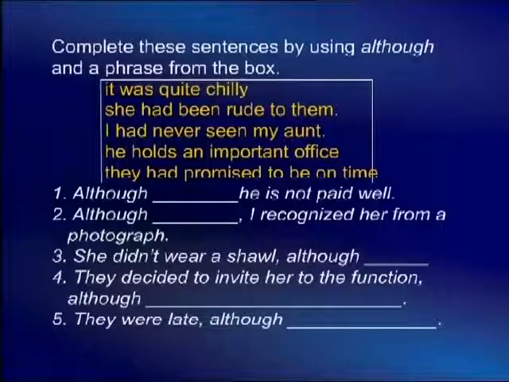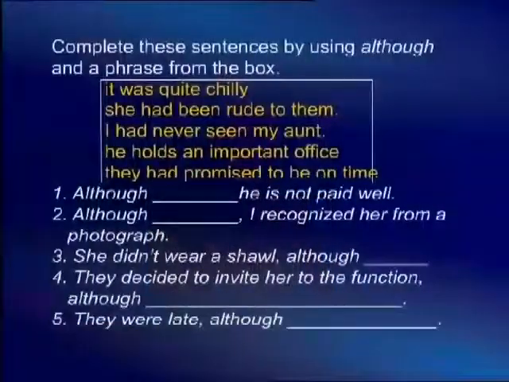Take the first one. Although dash, he is not paid well. So from the phrases given in the box, which one would be appropriate? And over there, it would be the phrase, he holds an important office. Although he holds an important office, he is not paid well. And I hope you noticed that the word although comes at the beginning of the sentence. Number 2. Although, and then recognized her from a photograph. Very, very easy. Although I had never seen my aunt, I recognized her from a photograph.